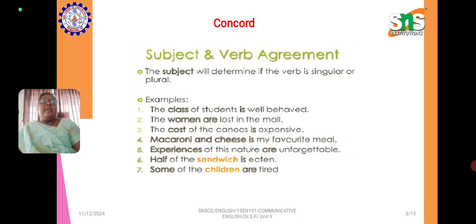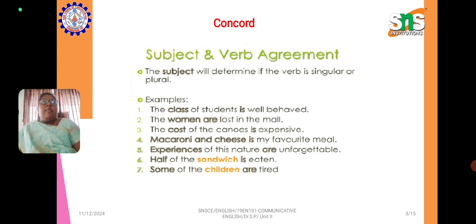This has another name called Concord. This Concord is nothing but the subject that will determine if the verb is singular or plural. So, this part is called Concord. If the subject is singular, the verb should also be singular. It should have a clear agreement between the subject and the verb. So that is called subject verb agreement. If the subject is singular, the verb should be singular. If the subject is plural, the verb should also be plural.